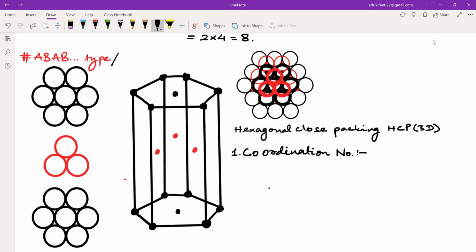So ABAB type और HCP in 3D. ठीक है. So we will refer to this from now on as HCP. And if I say just HCP without any context, then you will assume that it is 3D. And also in questions, if you are told that a crystal lattice is having HCP packing or hexagonal close packing, then you will assume that it is a 3D and not a 2D structure, because in the real world everything is 3D. Okay.